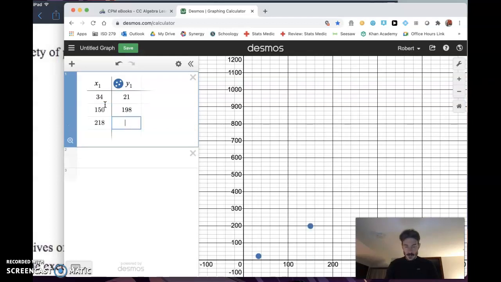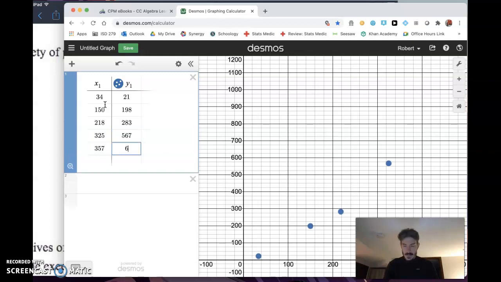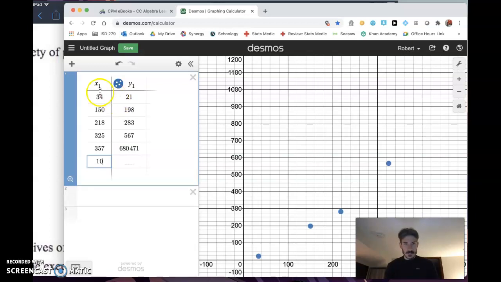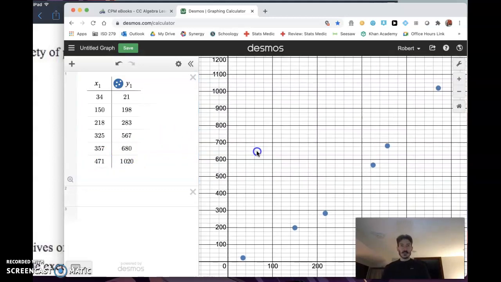And you can see that I've got this thing set up. Now, I adjusted my window ahead of time, but I have a model starting to unfold as I'm typing in the data. Oops, I've got this one doubled up. Let me get rid of that, sorry. Okay, this should be 471 and 1020. Okay, and I've got a pretty good model starting to emerge here.